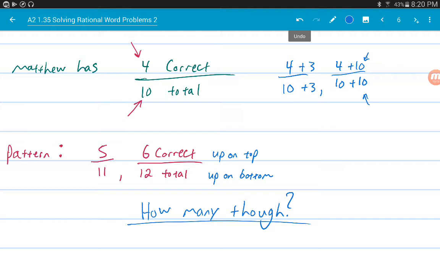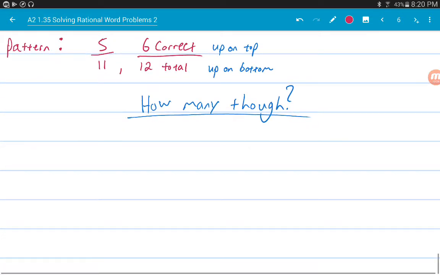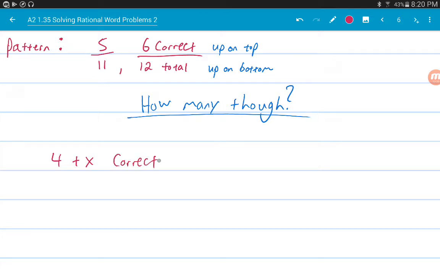The things that we don't know, I'm trying to figure out how many does he need. So anytime we don't know something, we don't want to represent it with a number and guess and check forever. What we want to do is we want to make it an x. So for every one that he gets correct, we can just change the value of x. If he gets 5 correct, x equals 5. If he gets 10 correct, x equals 10. If he gets 100 correct, x equals 100. This gives us an equation.